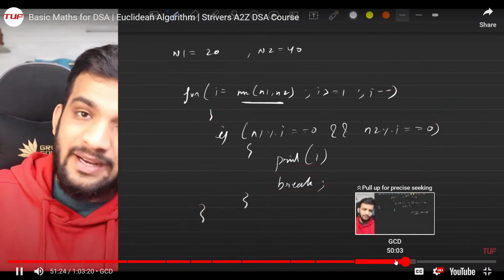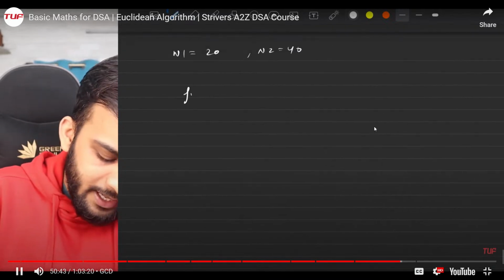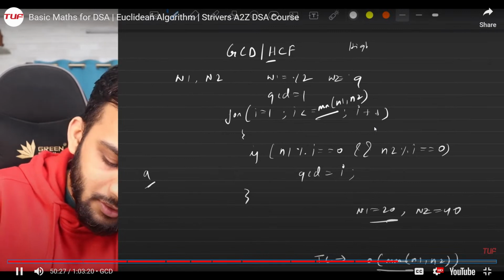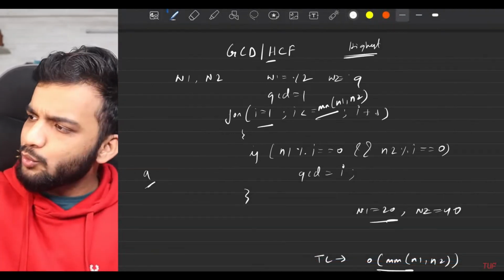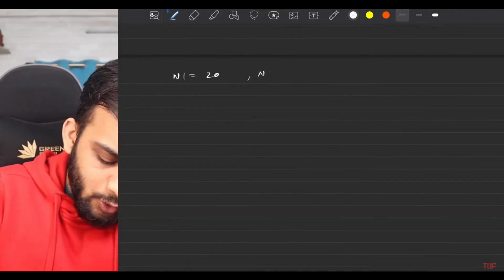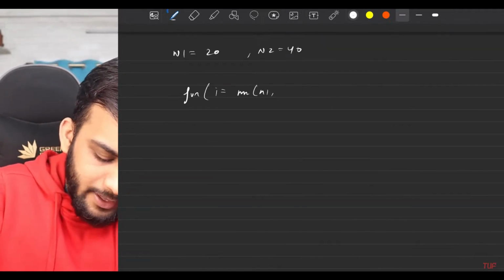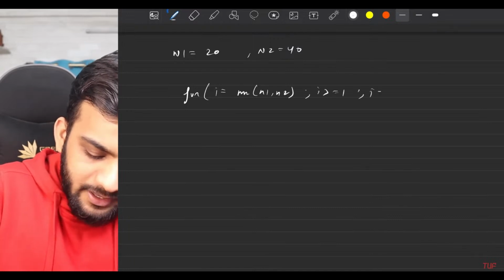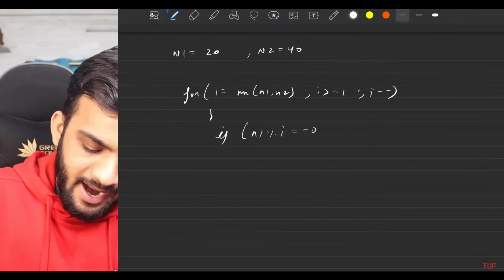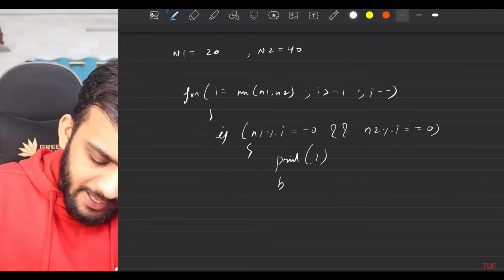But what if n1 is 20 and n2 is 40, and I do it the other way? I'll run the loop from the minimum of n1 and n2, with i greater than or equal to 1, i decrementing, and I'll say if n1 modulo i equal to 0 and n2 modulo i equal to 0, I will print that as my GCD, and I'll break.